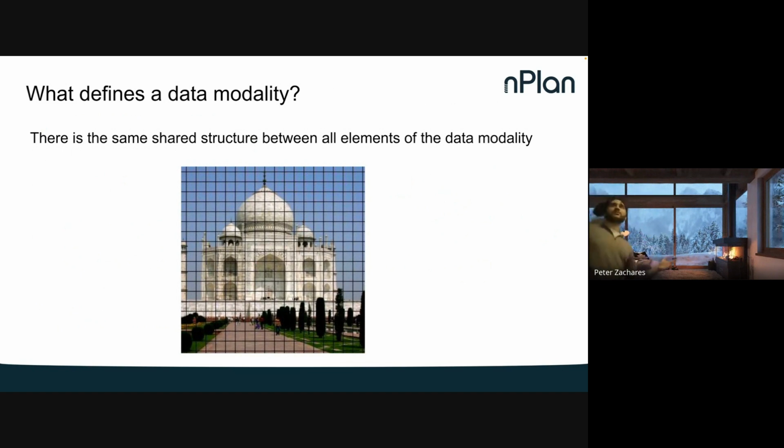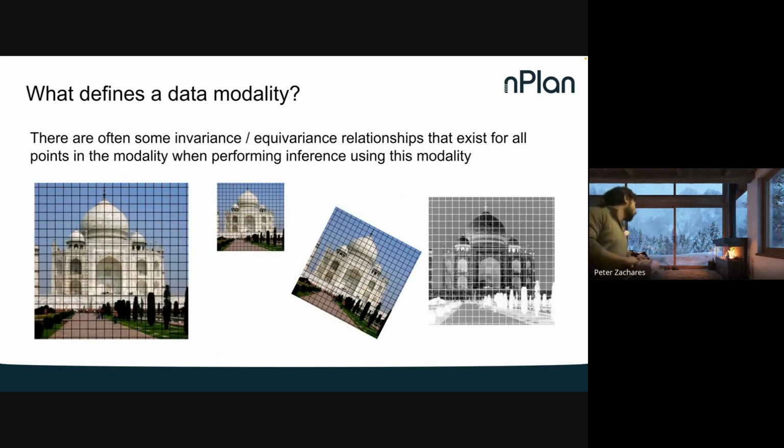We're talking about multimodal generation, but what makes something a data modality? One thing is that there's shared structure between all of the elements in that modality. For example, images are almost exclusively represented as grids of features. That's a shared structure, because all of your features can be represented within a grid. The other common element of a data modality is that there's often some kind of invariance or equivariance relationship that exists for all points in the modality when you're performing inference on them.